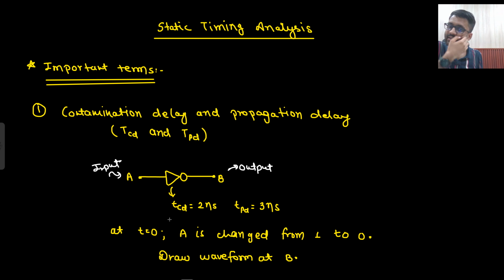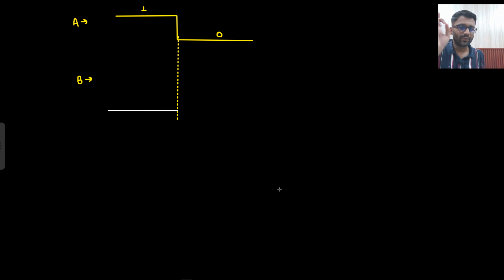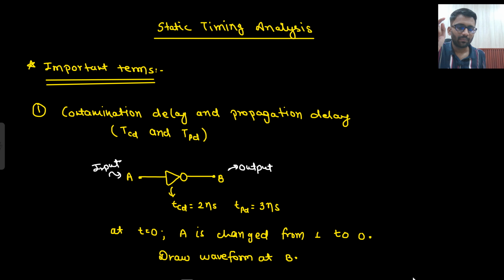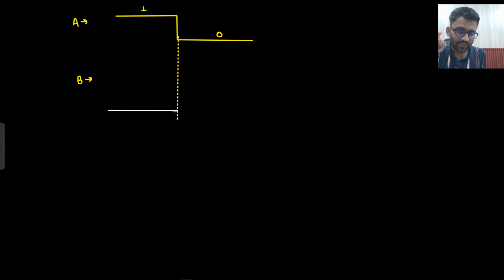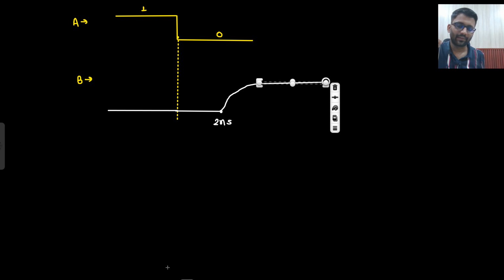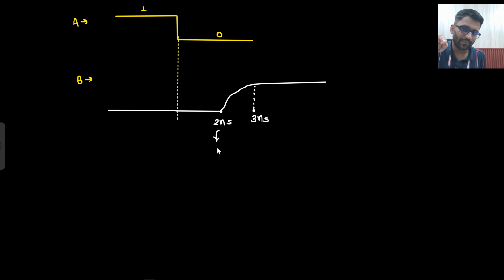Now the input has changed to 0. So where will your output go? B will go to 1, that I know, from 0 to 1. But there is a contamination delay of 2 nanosecond and a propagation delay of 3 nanosecond. So B will start trying to go to 1 at 2 nanosecond, and at 3 nanosecond it will reach 1. Did you understand this point? So this was your contamination delay and this is your propagation delay.